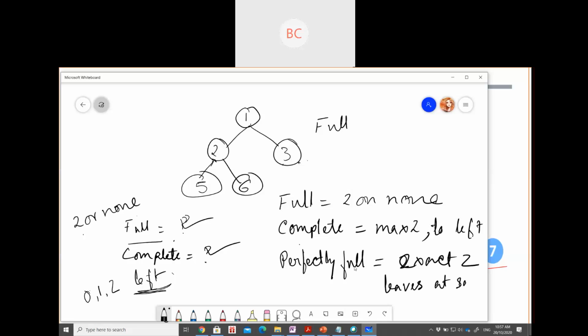These three properties you always remember: for full, 2 or none; for complete, maximum two and skewed towards left; and for the perfectly full, exactly two. Okay, and leaves will be at the same level. Okay, so you just need to study yourself, then only you will remember the conditions. So, okay, let's move to the next step.